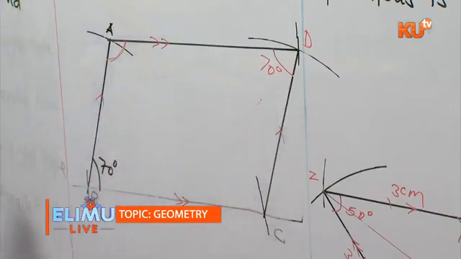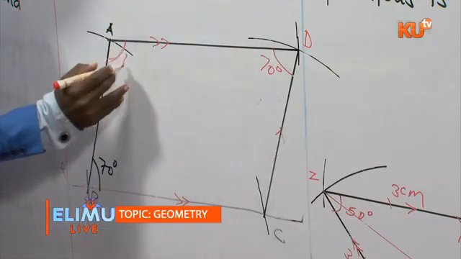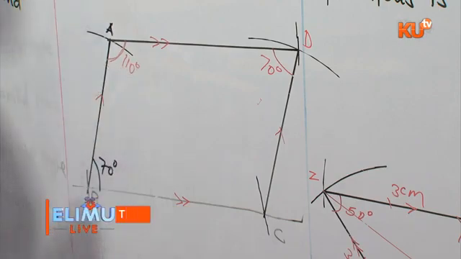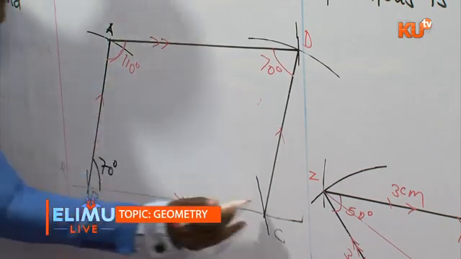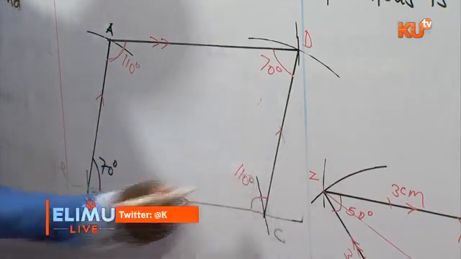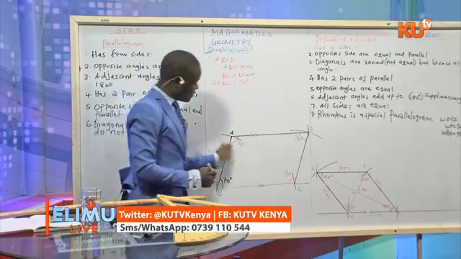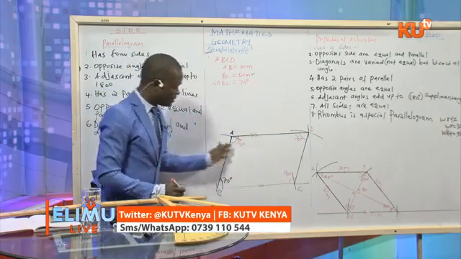Then this angle and this angle, that is angle BAD and angle ADC, they are adjacent. Adjacent angles add up to 180 degrees. So when you take 180 minus 70, you'll get 110 degrees. Now, if angle BAD is 110 degrees, then it also means that angle BCD is also 110 degrees, because the opposite angles of a parallelogram are equal.